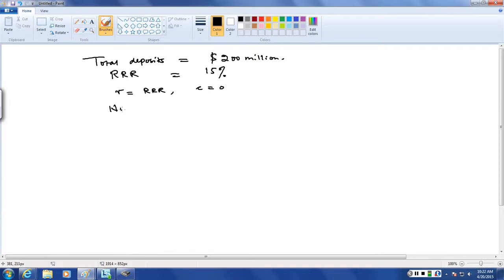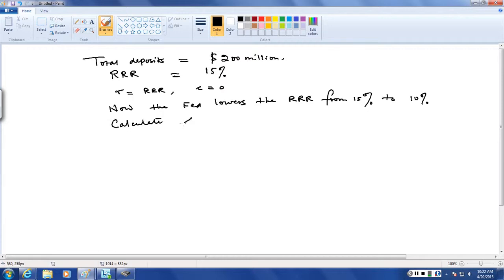Now, the Fed lowers the RRR from 15% to 10%. Could you calculate the change in the money supply?